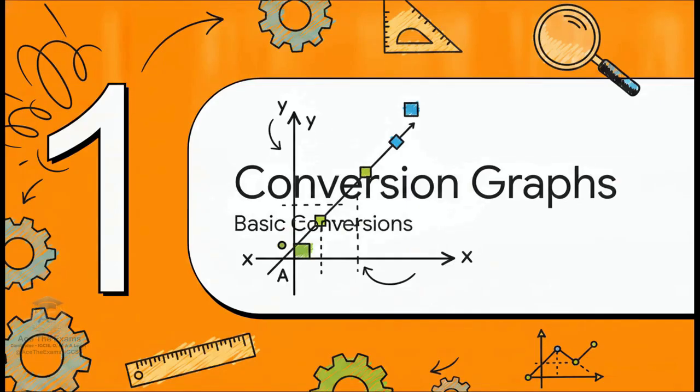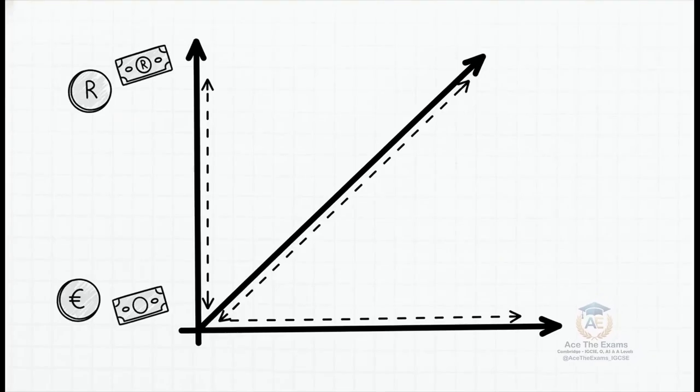Section 1. Reading basic conversion graphs. This is the foundation, guys. We're focusing on how basic straight lines help us effortlessly convert different real-world units. Think of a straight line graph as a literal universal translator. It maps direct, proportional conversions perfectly.